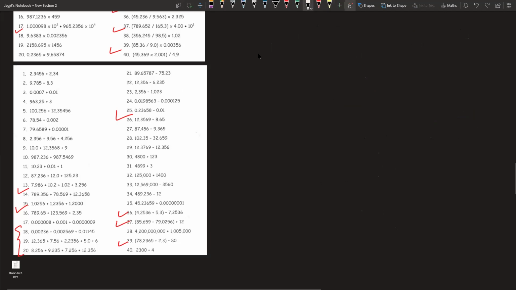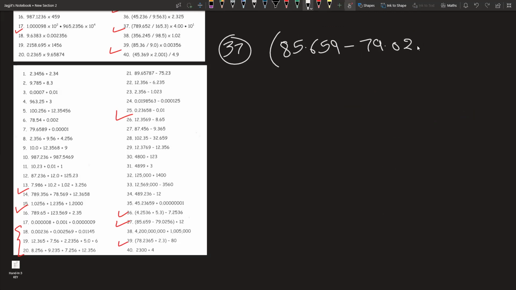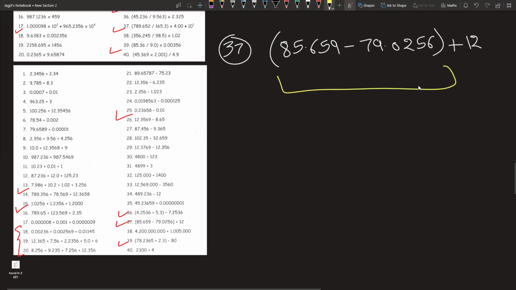Okay, number 37. Number 37 has 85.659 minus 79.0256 plus 12. So as explained before, we will first tackle the numbers inside the bracket. So let's punch it in, folks. 85.659 minus 79.0256. This leaves me with 6.6334. Let's count the numbers after the decimal.